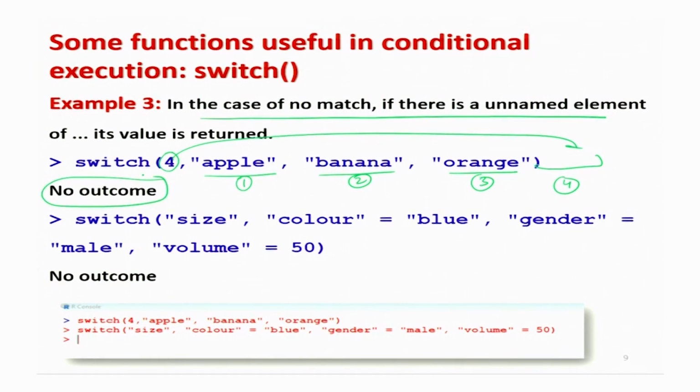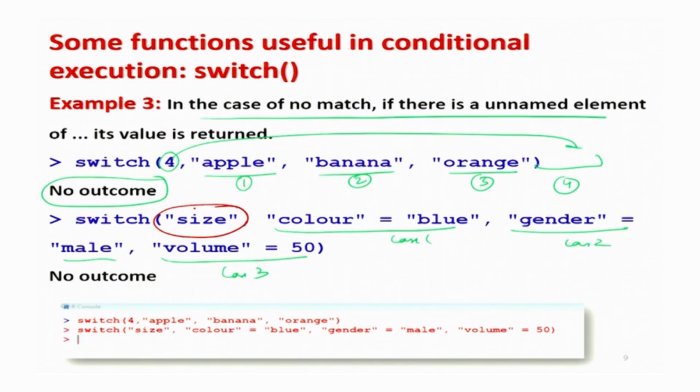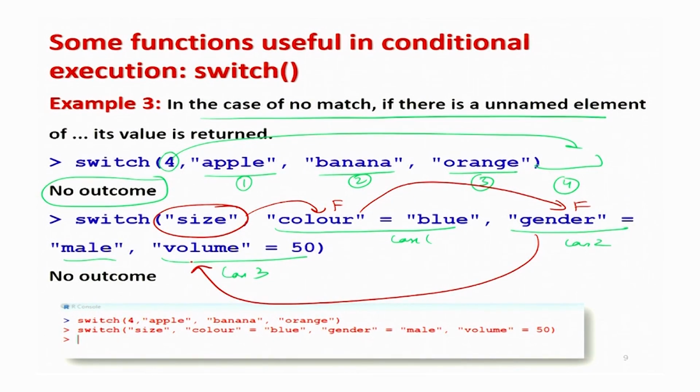And similarly, if you take the earlier example where I took color as case 1, gender as case 2 and volume as case 3, and you give a value which is size: size comes here, there is no match, it gives false. Then it comes to the second case, gender, there is no match. So, it comes to the third case, volume. There is no match, and after that it moves ahead, but there is nothing. So, it will give you no outcome, right.